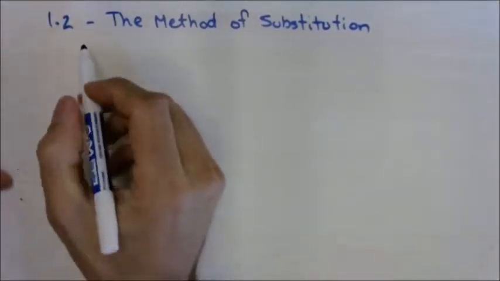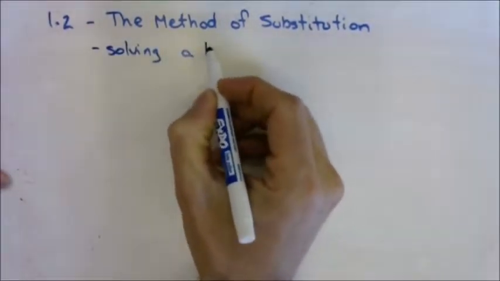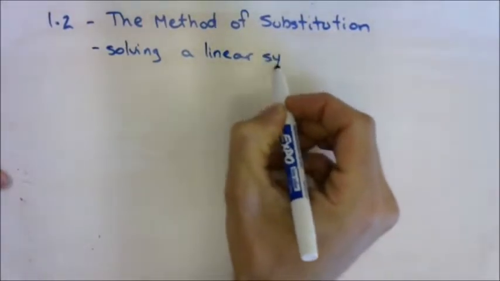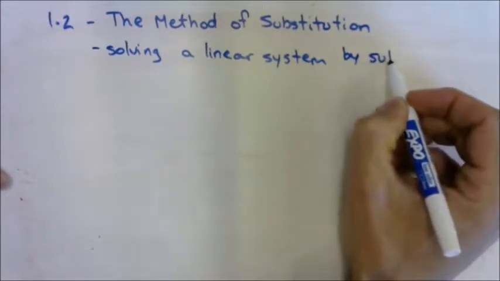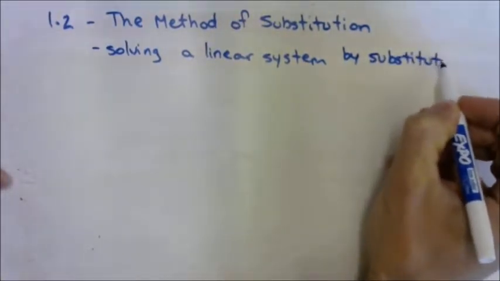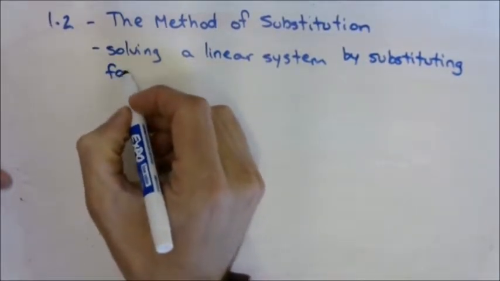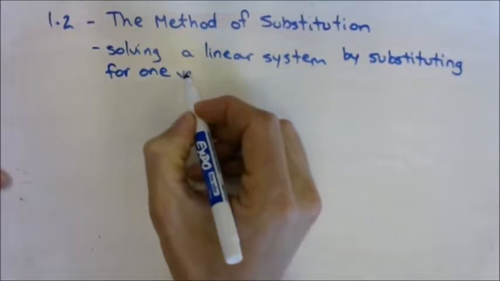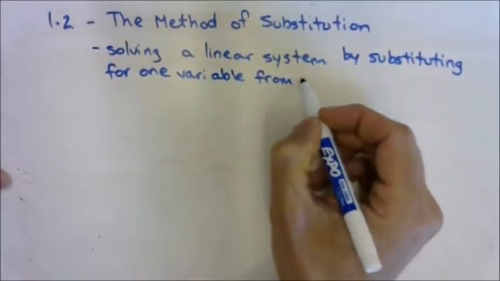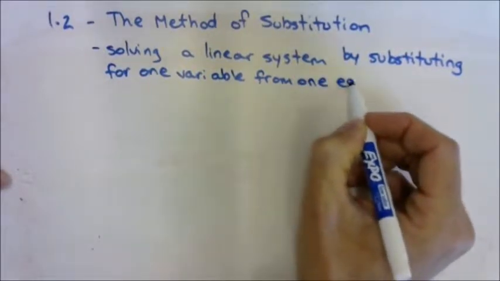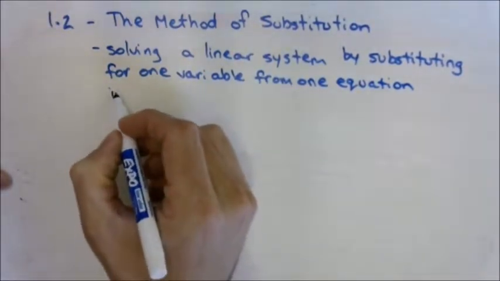Method of substitution means solving a linear system by substituting for one variable from one equation into the other equation.